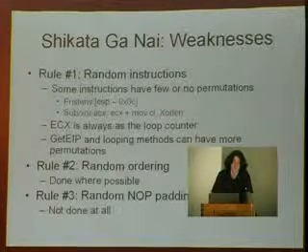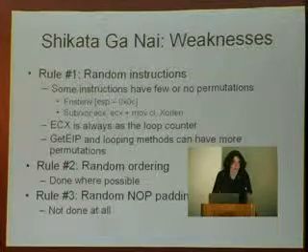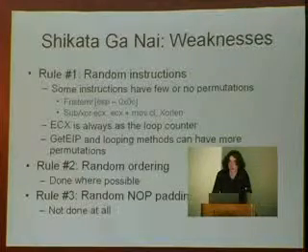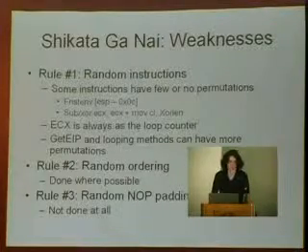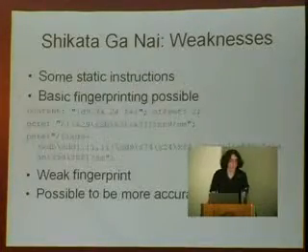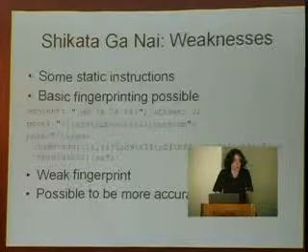The weaknesses in rule number 3, random NOP padding is added in. Well, random NOP padding is actually not added in anywhere. Rule number 3 is totally ignored by this encoder. So if we wanted to, I mean, there are some static instructions, or some instructions that have very few permutations.